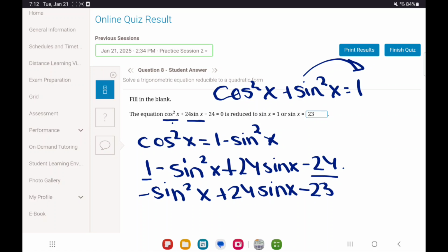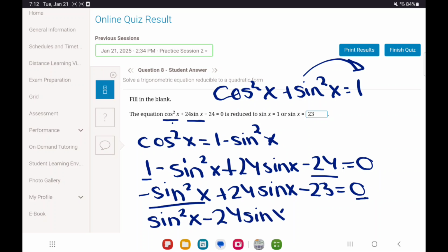Okay, so I like to cancel the negative from the first number, so I like to multiply the whole equation by a negative, except the zero. They're always equal to zero, by the way, just remember that. You don't have to do that, okay? So sine squared x minus 24 sine x plus 23, because two negatives make a positive, okay? So that's our starting equation now.